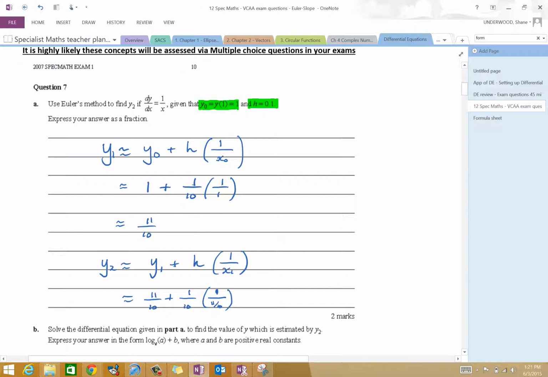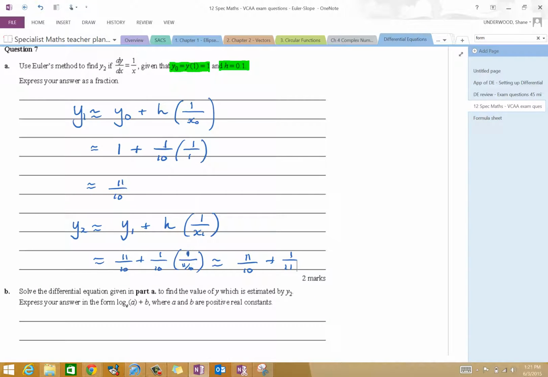And if your algebra is good, you would then realise that's approximately equal to 10 on 11. The 10s are going to cancel out, isn't it? Going to be 11 over 10 plus 1 on 11. Are we okay with that? Now, we've got 11, we've got 10, we're adding two fractions. We don't have a calculator because this is an exam 1 question.